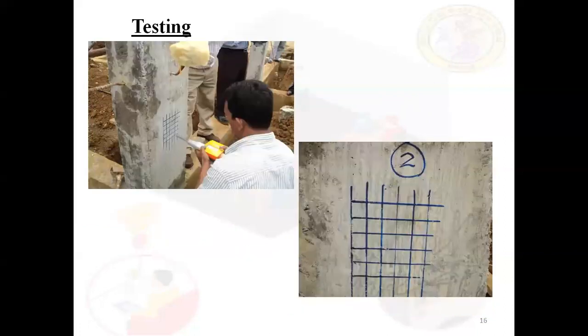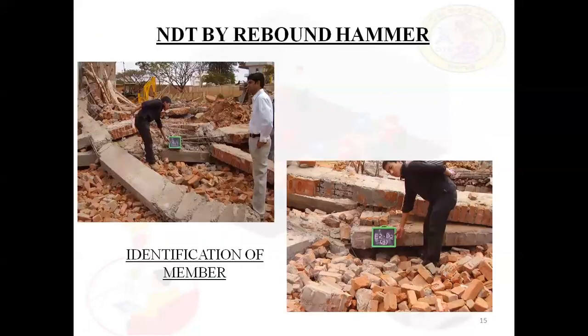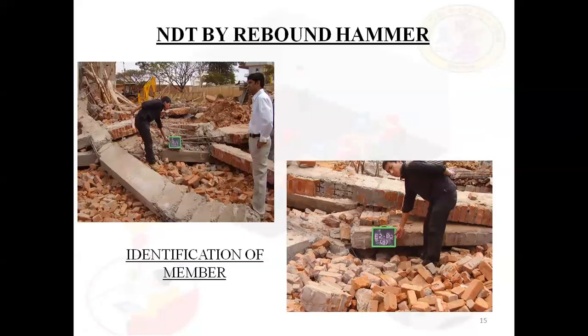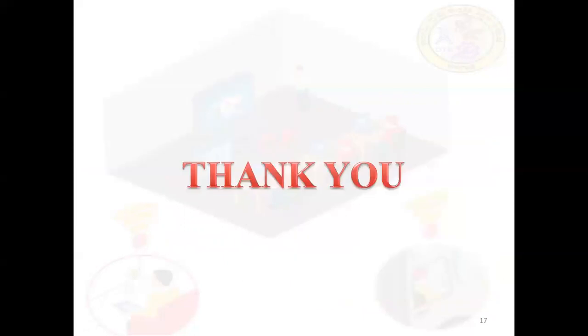With this NDT test, in the next session we are going to see how the ultrasonic pulse velocity test is conducted. Anyhow, this rebound number test is also a very important test. We can find the approximate strength of the concrete in site conditions without disturbing the surrounding concrete. Okay, thank you.